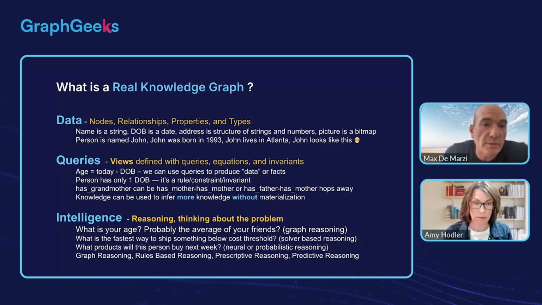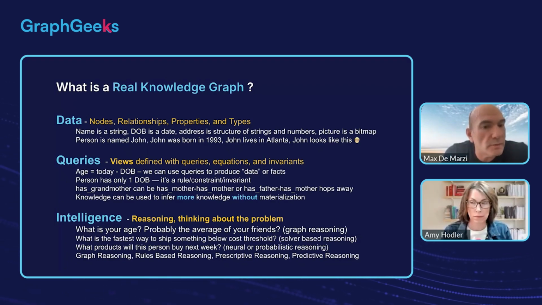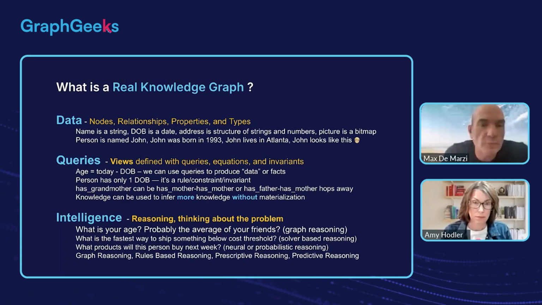And then we get to the third level. This one is harder. That's intelligence. That's reasoning. Can your database system think about the problem? We don't know what your age is. Well, okay, but we know the age of all your friends. And it's likely that your age is the average age of all your friends. Is it going to be 100% correct? No, but it's a pretty reasonable assumption.